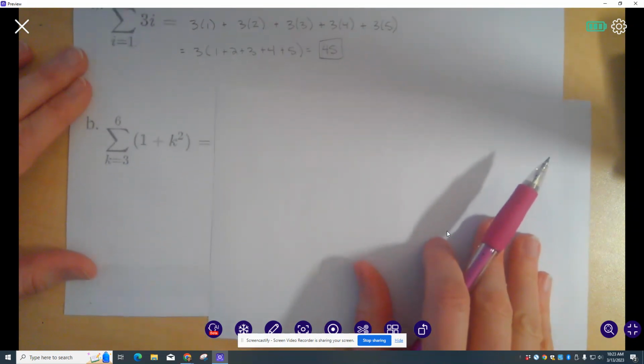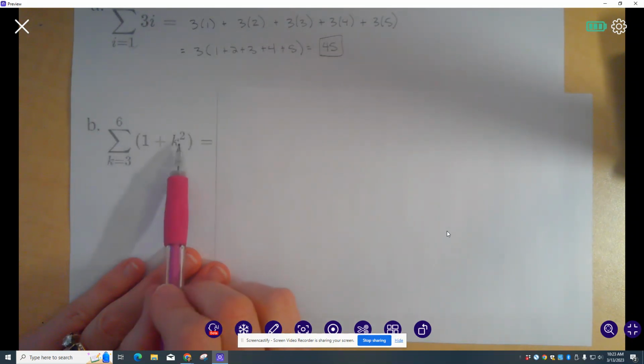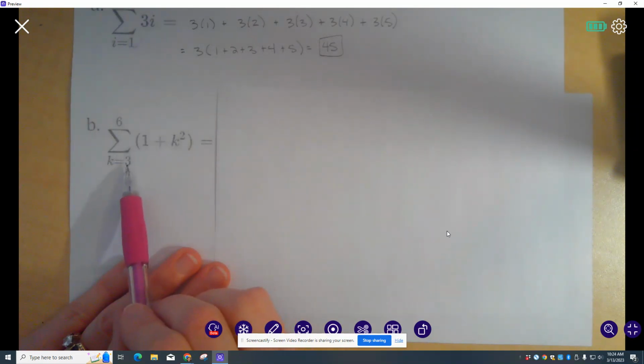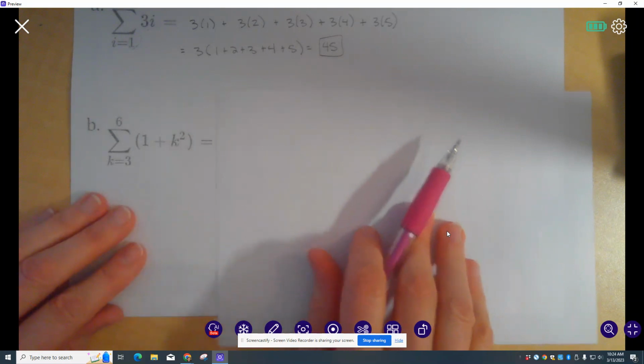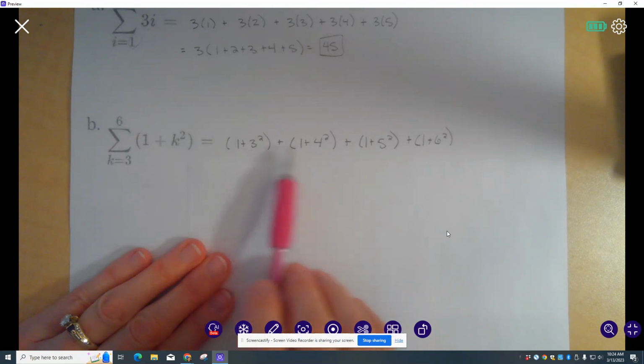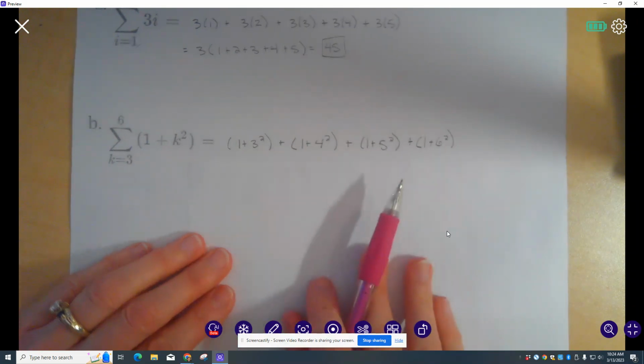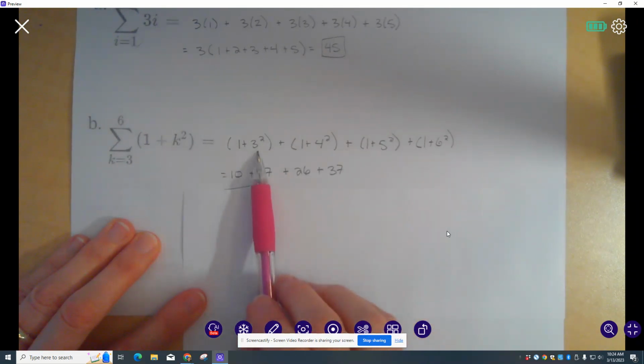All right, next example, same idea. They're calling the index k here. It doesn't matter what letter they use, but notice whatever letter they use here will be the same letter here. The first value of k that we're plugging in is 3, so I'm going to have 1 plus 3 squared. Then I plug in 4, 1 plus 4 squared, 1 plus 5 squared, all the way up to 6. Each one of these parentheses looks exactly like this expression, but I'm substituting in 3, 4, 5, and 6. And then simplify that.